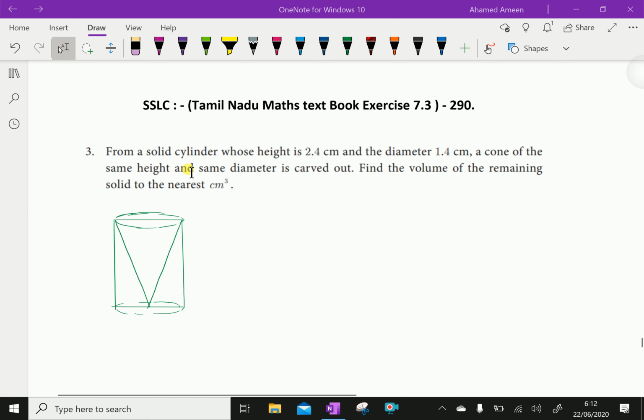From a solid cylinder whose height is 2.4 centimeter and diameter is 1.4 centimeter, a cone of the same height and same diameter is carved out. Find the volume of the remaining solid to the nearest centimeter cube.